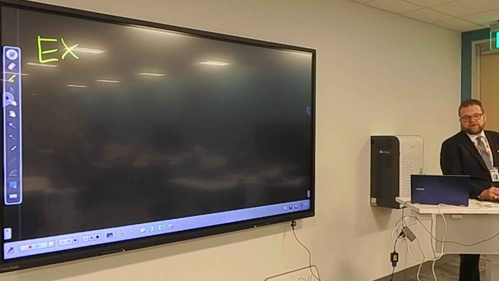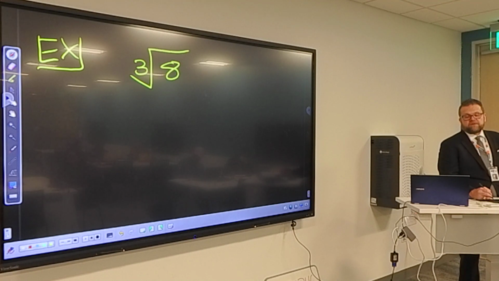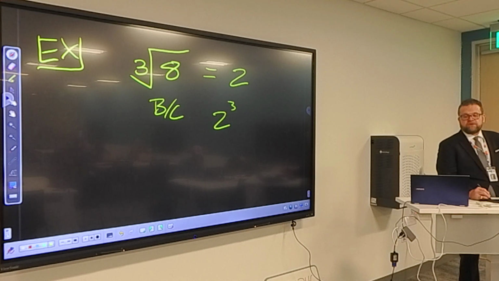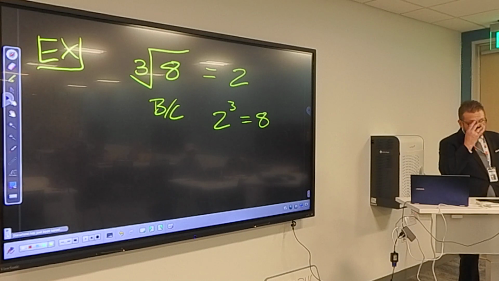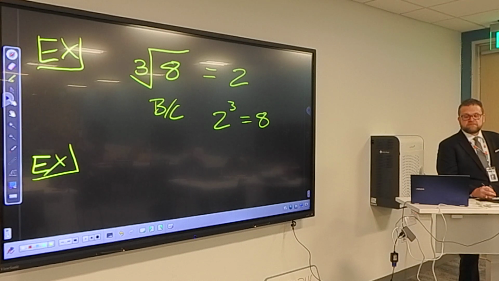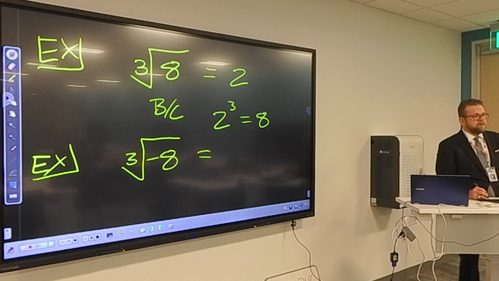For example, the third root of 8 would have to be 2, because 2 cubed is 8. The third root of minus 8 would be what? Minus 2. And why is that?